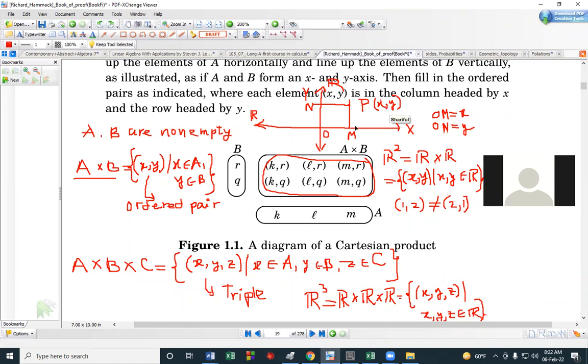So we see that any point in this plane can be represented by an ordered pair of numbers. So now if we have some position at this point here, similarly, you draw two perpendiculars.